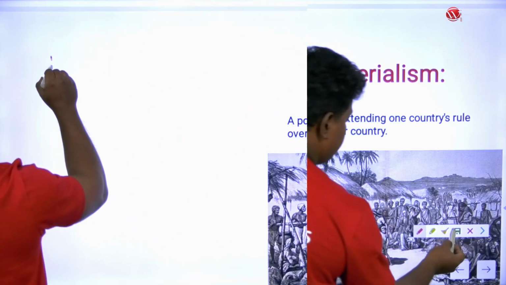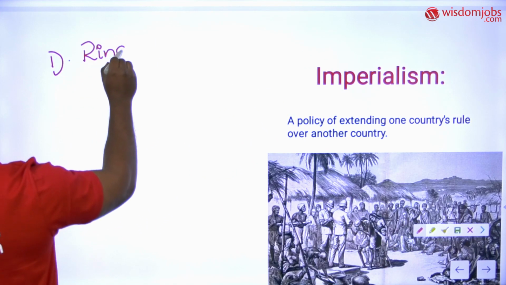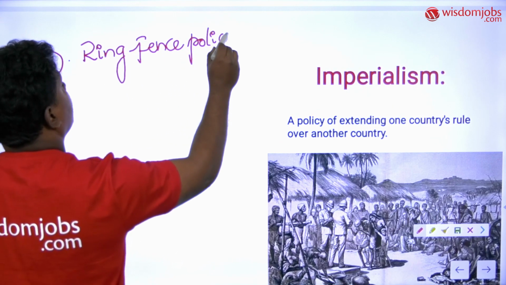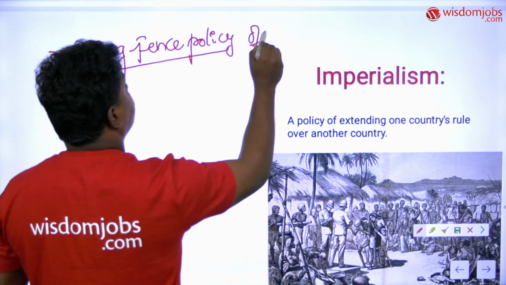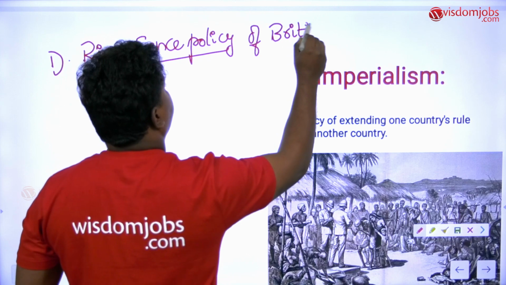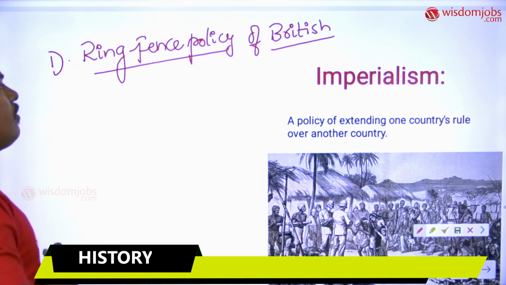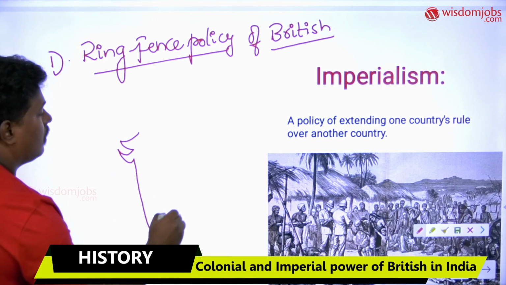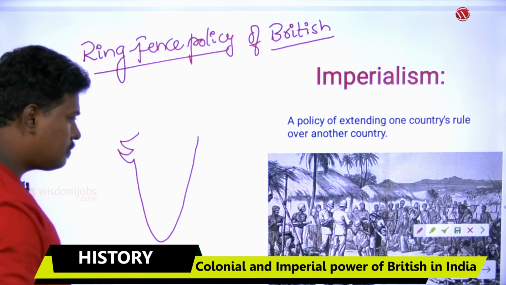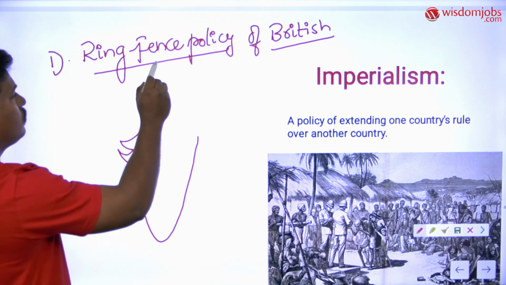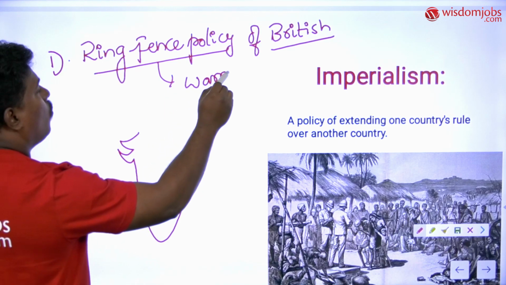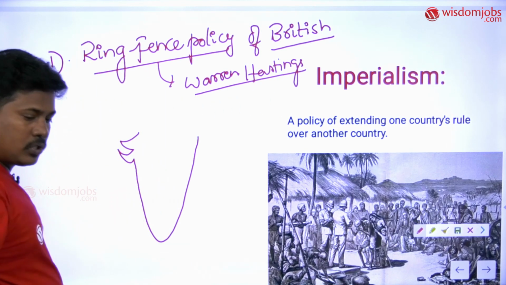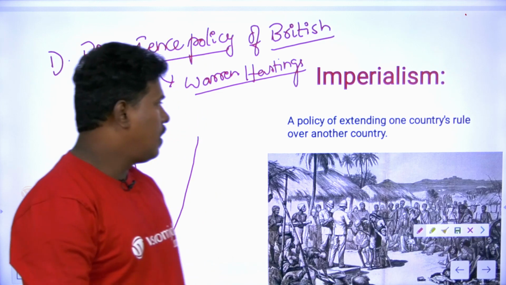First thing is the ring fence policy of the British. The British created a policy called ring fence. Let us discuss the policy of ring fence. It was introduced by Warren Hastings in India, the first Governor General of Bengal.